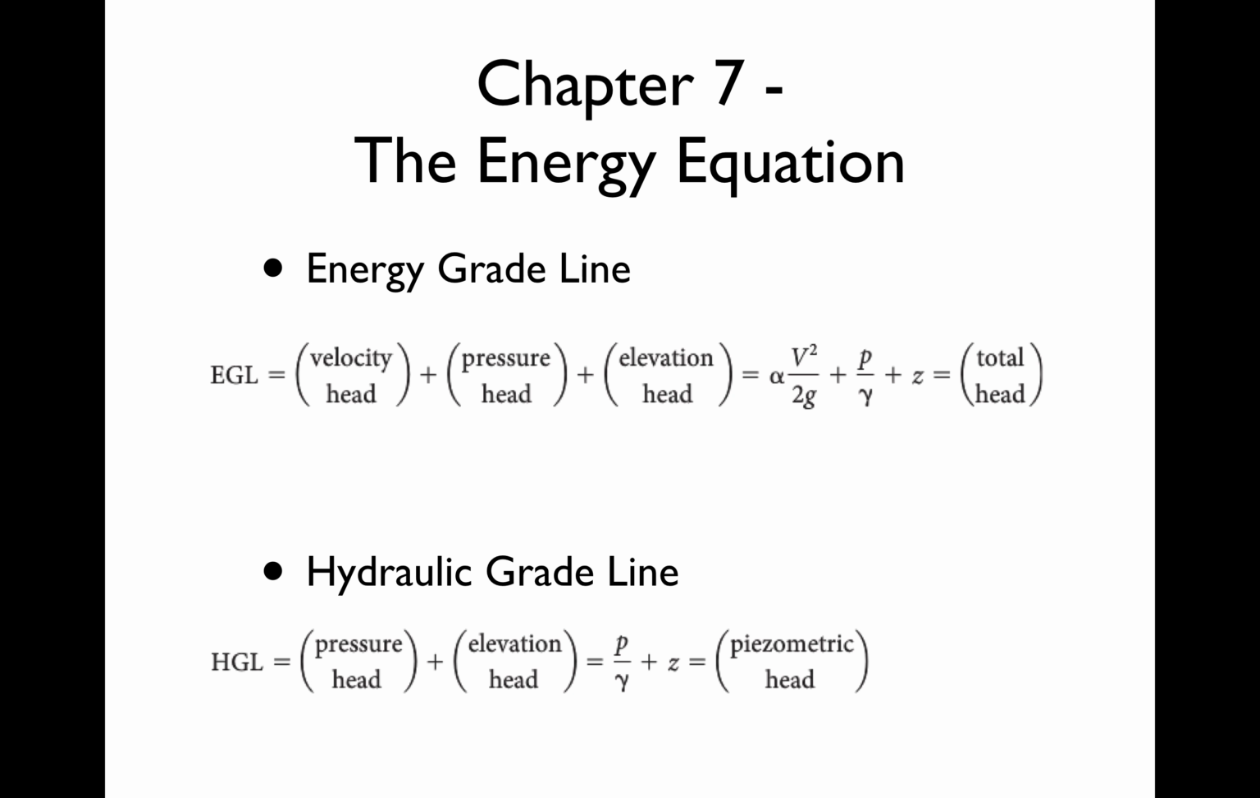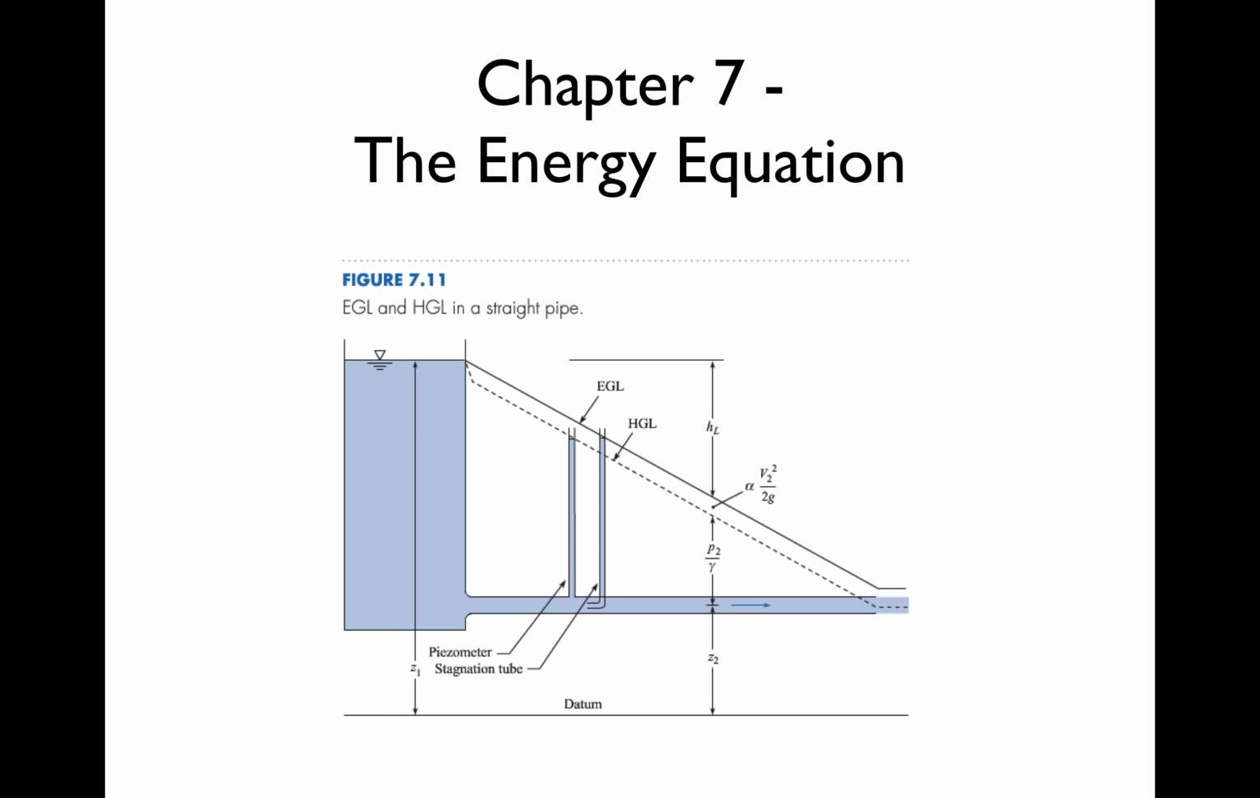And finally, the final concept in this chapter was the concept of the energy grade line and the hydraulic grade line. And here are the definitions. Energy grade line is the velocity head plus the pressure head plus the elevation head, all three of those terms. And the hydraulic grade line is just the pressure head and the elevation head, which of course is just the piezometric head. There are a number of these diagrams in the textbook that you should have a look at.